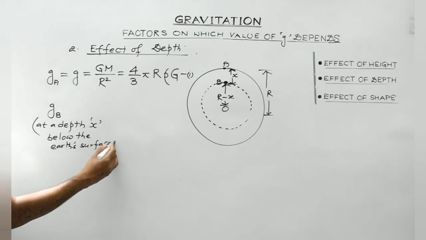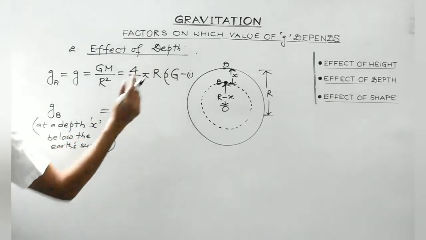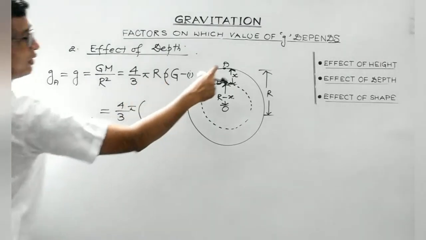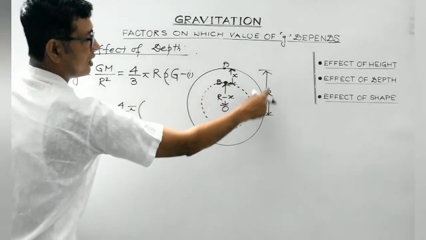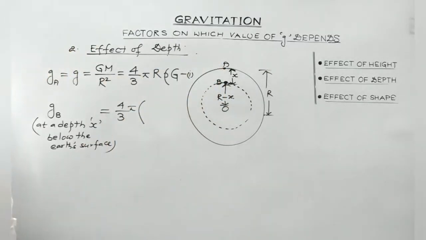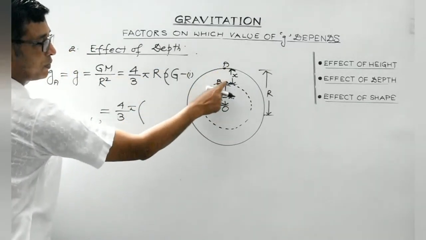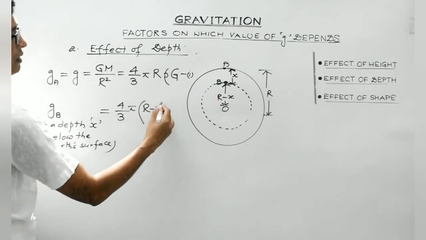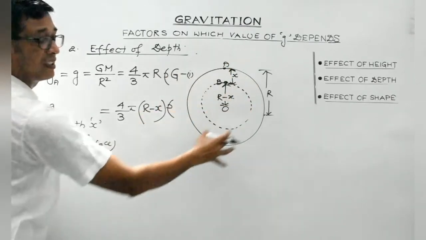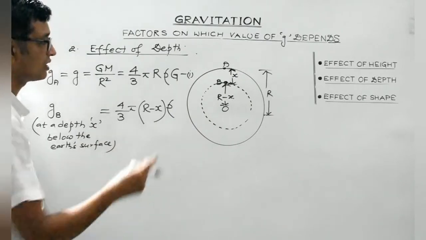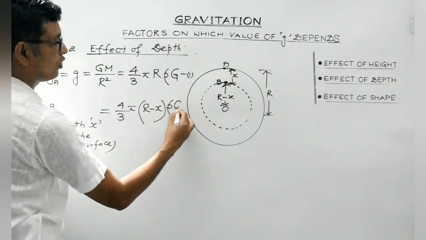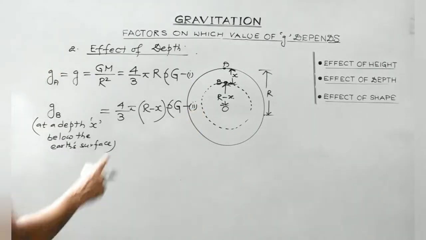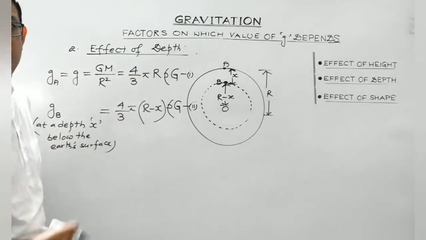What we get is, we'll make use of this expression, right? 4 by 3 pi in place of r. Earlier it was r when the observation point was on the Earth's surface. Now point B is at a depth x below the Earth's surface, so from the center it is r minus x. Rho is considered to be the average density of the Earth, which is constant. G is the universal gravitational constant. Again, it's a constant. Clear, students? So that is why I made use of this particular formula, right?